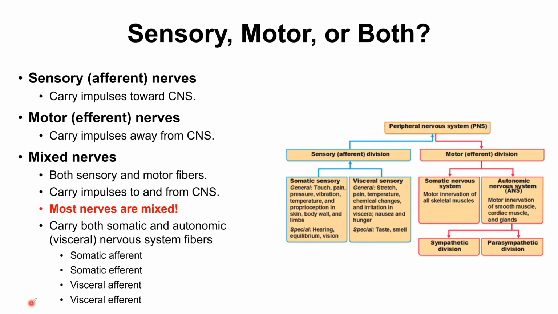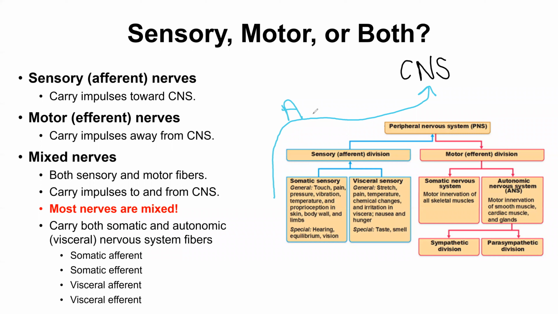So now let's talk about this sensory, motor, or both sort of situation here. As I previously mentioned, our sensory fibers are going to be the ones that are carrying impulses towards the CNS. So everything sensory is going to go towards the CNS. Okay, so all the sensory stuff is going towards the CNS, and these are afferent.